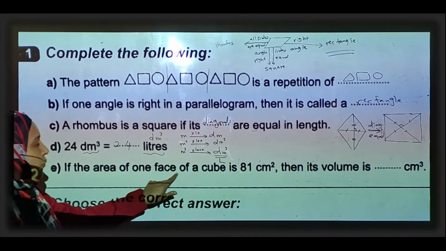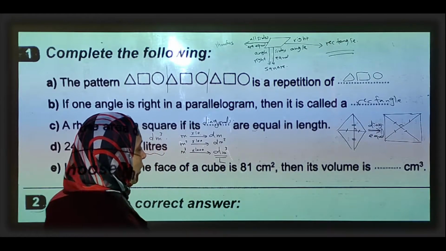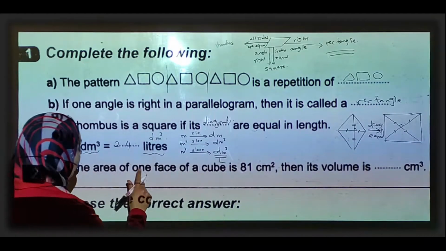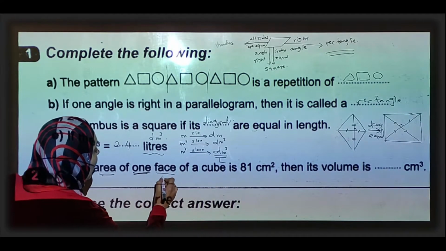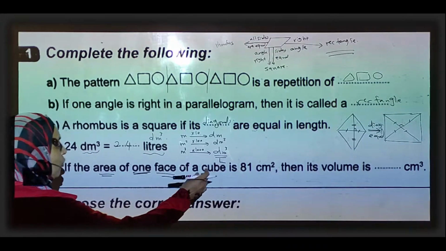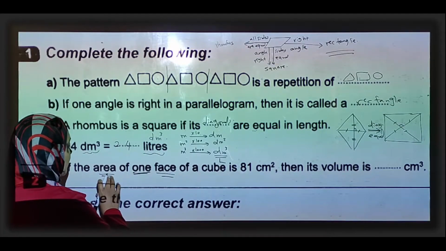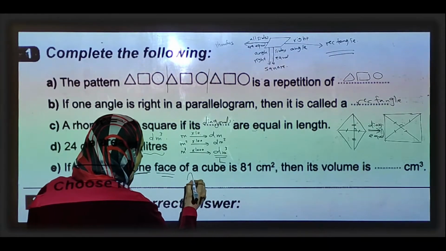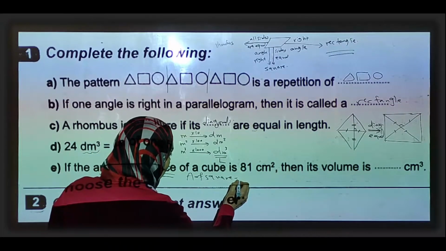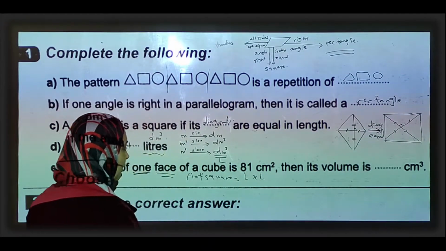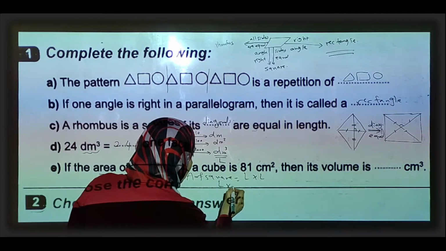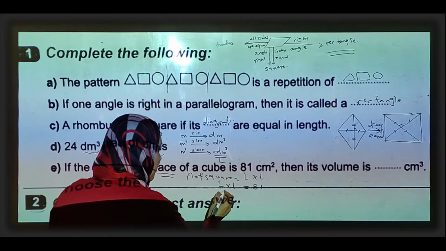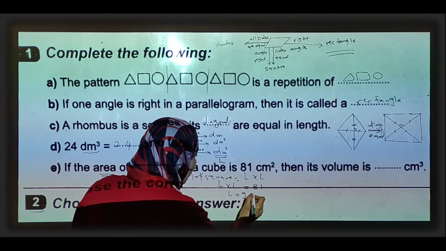If the area of one face of a cube is 81 centimeter square, then its volume equals what? We have the area of one face of a cube. The cube's faces are squares. So the area of one face means the area of a square. Area of a square equals side length times side length. So length times length equals 81. What times what equals 81? 9 times 9. So length equals 9 centimeters.